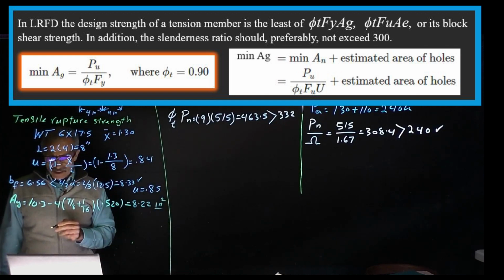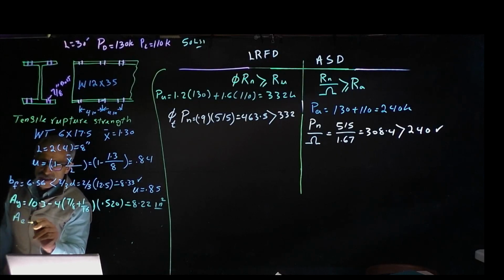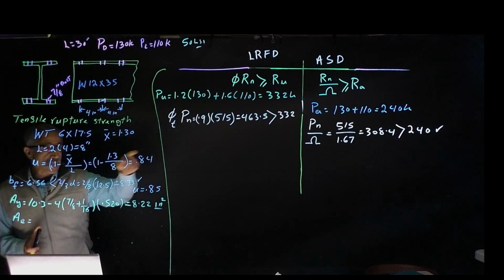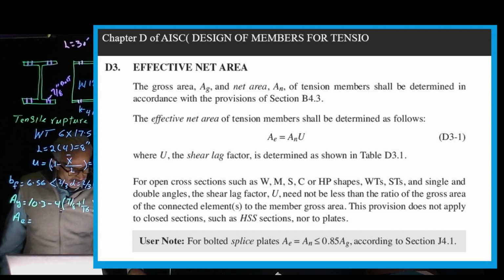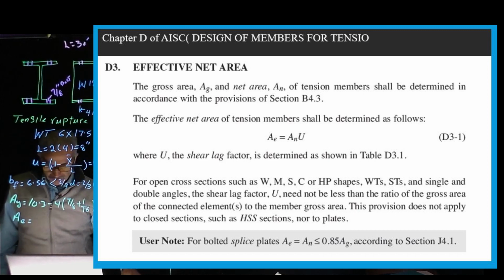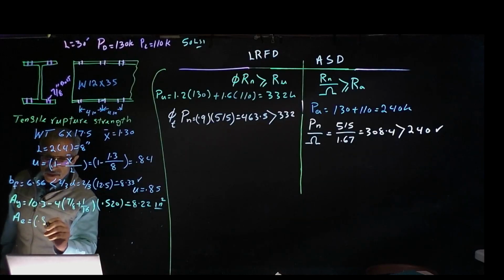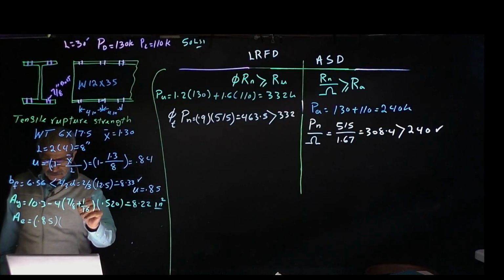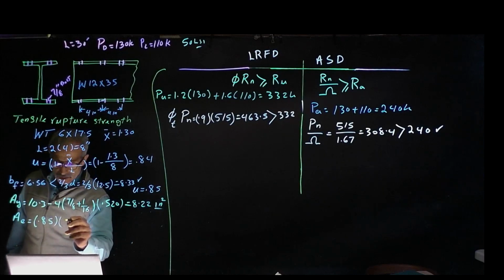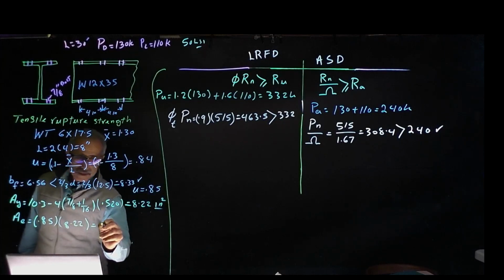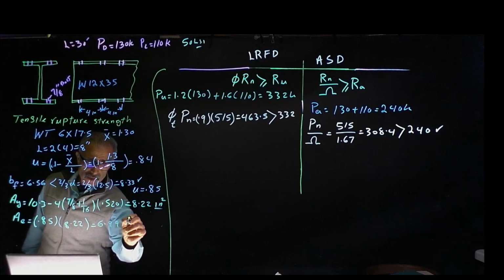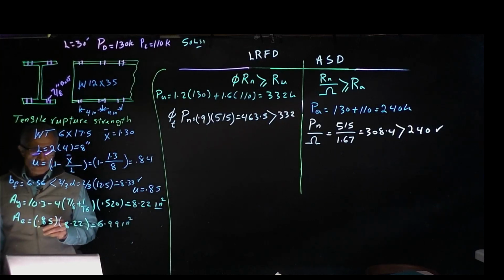So now we have that. Then we have to find the AE. From table 3D, we know, I have it on the screen from AISC. We have AE comes out to 0.85 multiplied by 8.22, and that will give me 6.99 inch square. So now I can find my PN.